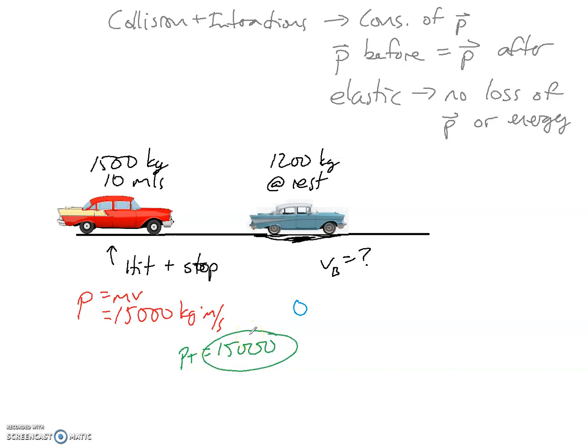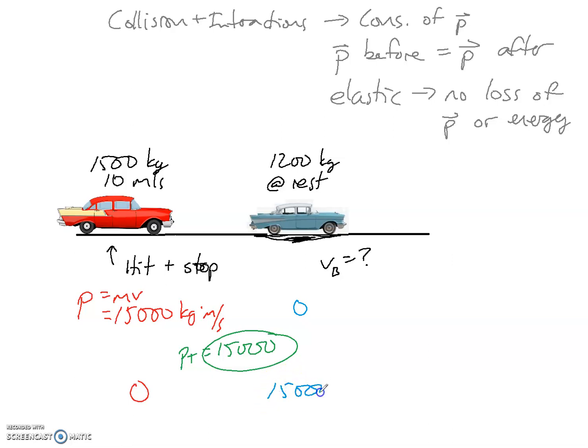So if I look at afterwards, after the collision, the red car stops. So I know the momentum afterwards for the red car is going to be 0. So all of the momentum must have gone to the blue car.